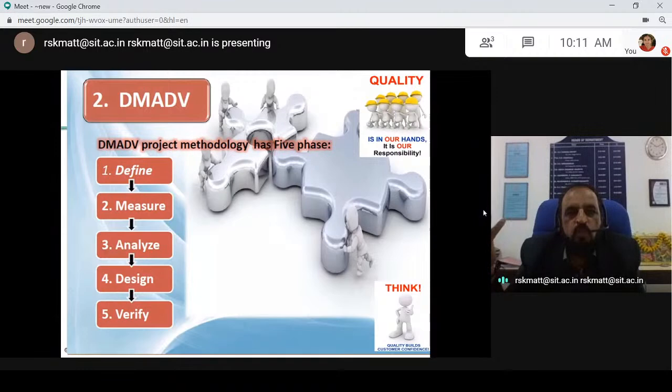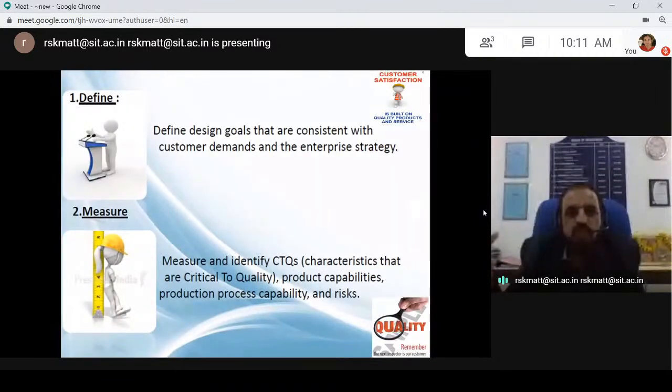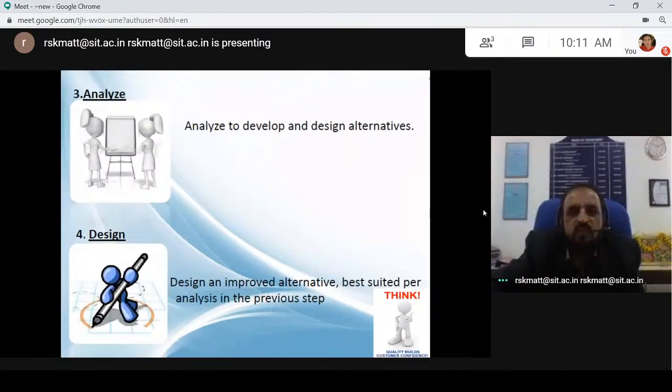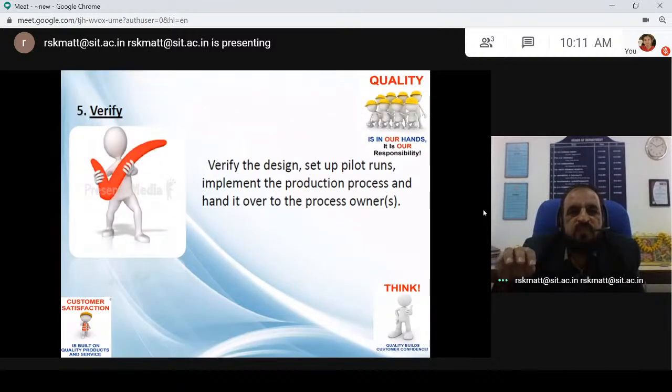For a new product to be met, what are the new product expectations and demands of the customers, measures and CTQs, product capabilities, and the process capabilities for the new process. Analyze them, develop alternatives, and design improved alternatives. Select the design and approved alternative best suited for the new product, verify the selected design, and carry out some pilot studies of the production processes, then hand it over to the process owner.